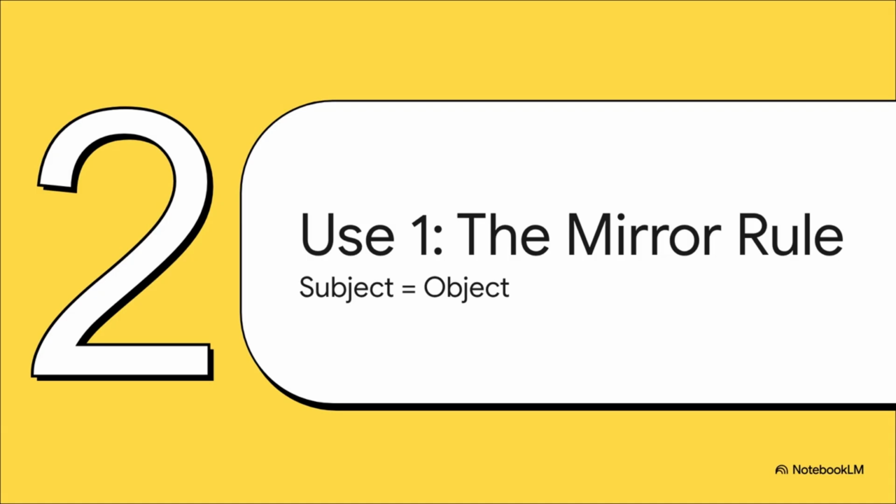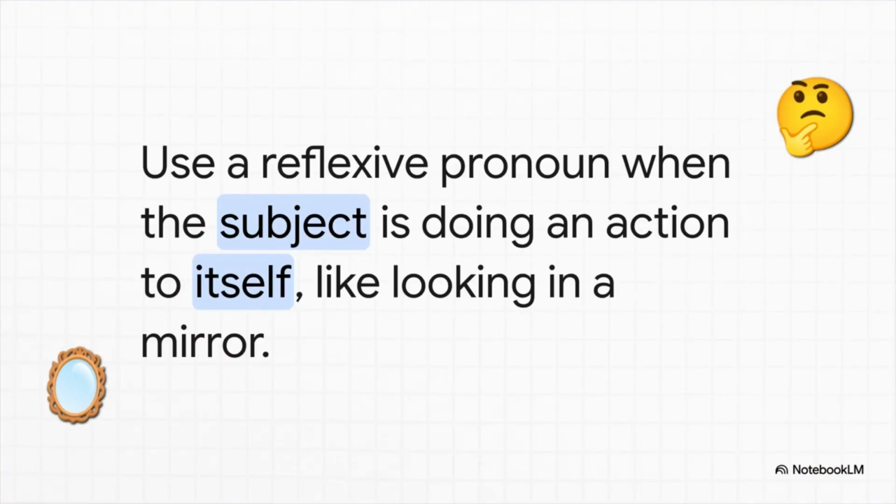Okay, so let's get into their first big job. We're going to call this the mirror rule. It's a really simple way to remember one of the main reasons we use these pronouns. And yeah, just like the name says, it's all about reflection. The mirror rule couldn't be simpler, really. If the person doing the action is also the one receiving the action, you need a reflexive pronoun. Just think about it literally. When you look at a mirror, who do you see? You see yourself. The action, looking, bounces right back at you.